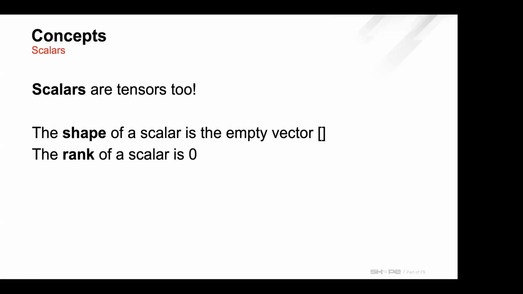And of course, very importantly, scalars are tensors too, because we need this to compose and to be very uniform. So we take the view that scalars are tensors of rank 0. Their shape is an empty vector. They're zero-dimensional vectors, if you will.